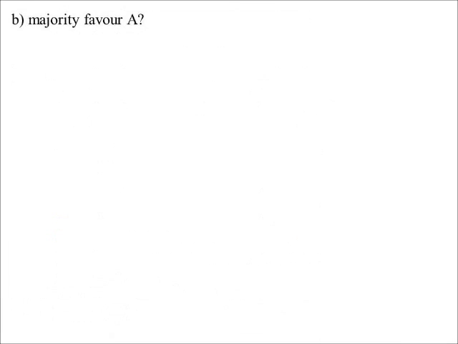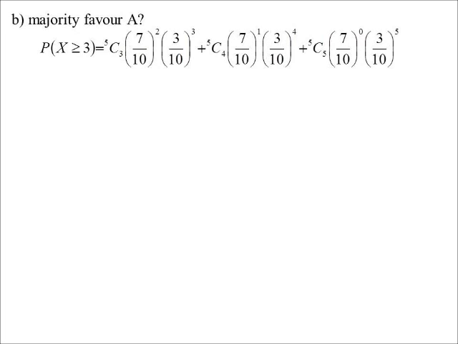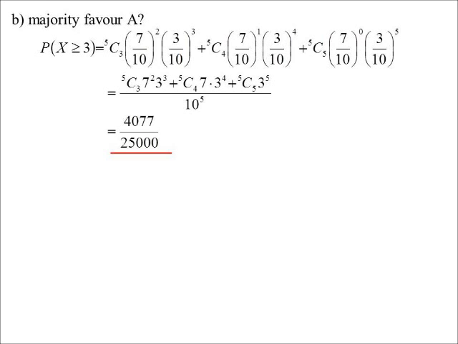Majority favour A. Well, if the majority favour, then either 3, 4 or 5 will favour. Now I've just got to add those 3 together. So the denominator is 10 to the power of 5 for all of them. Then you've got that beautiful expression on top. For some reason in the middle one I decided to put a dot multiplication in there, but there we go.